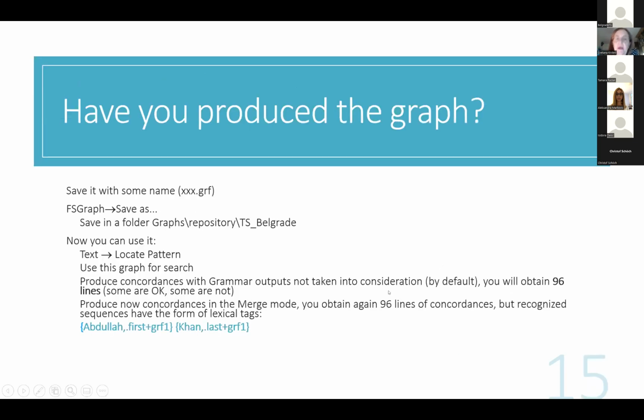Okay, you have saved this graph under some name. Your boxes are gray, and now you can use the subgraph. You have already seen how to do that with Eric. So Text, Locate Pattern, but now use this graph for search. Use this graph for search.